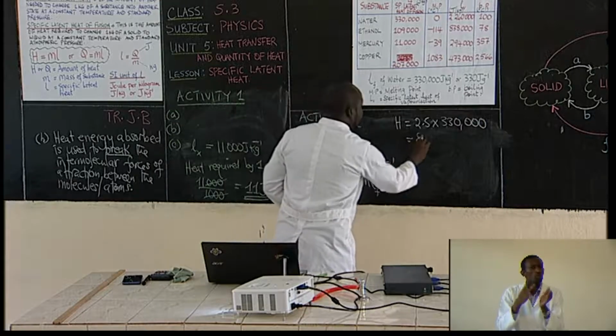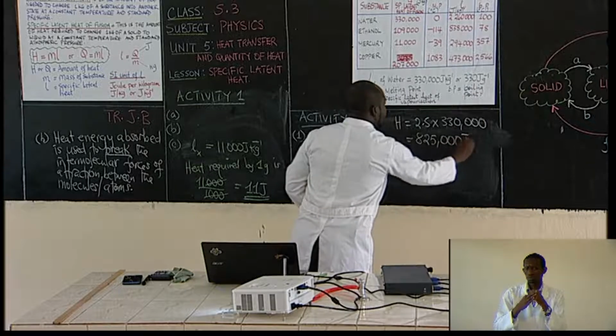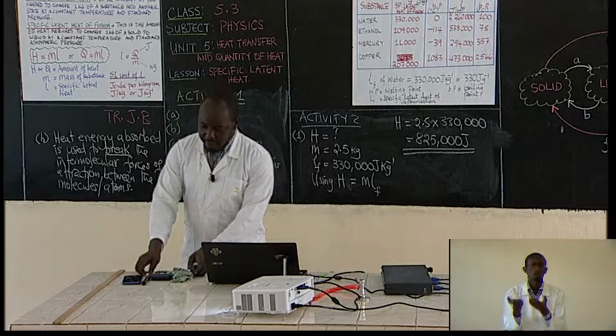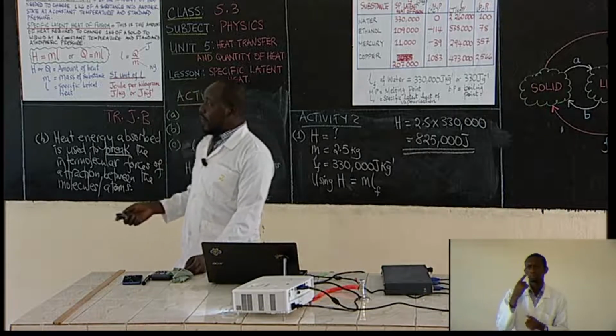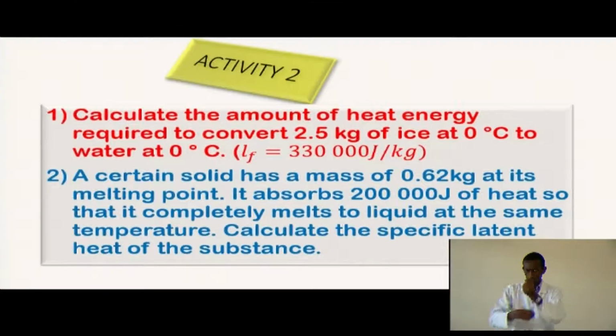825,000. And the amount of heat is measured in what? In joules. So that is what you have there. Right. Let's go to activity number 2.